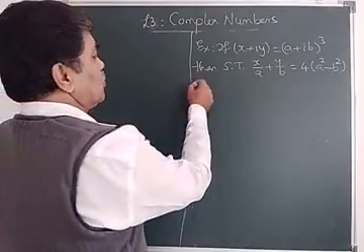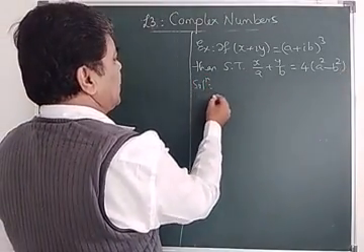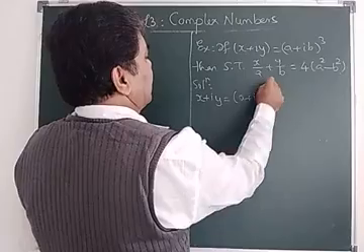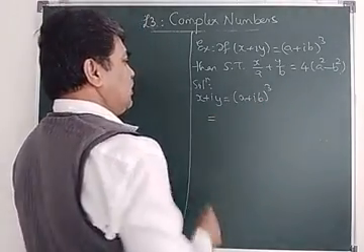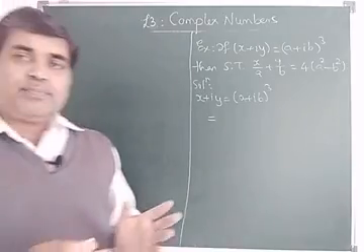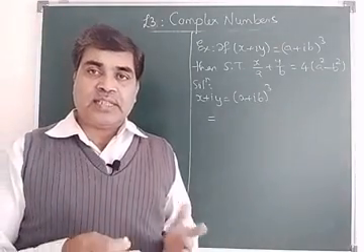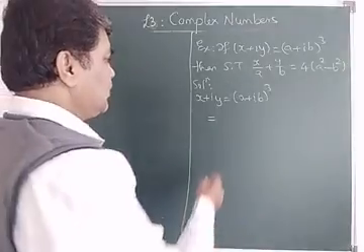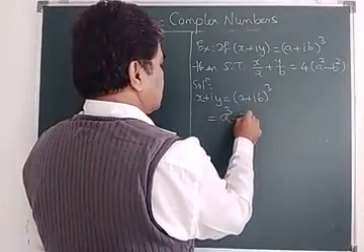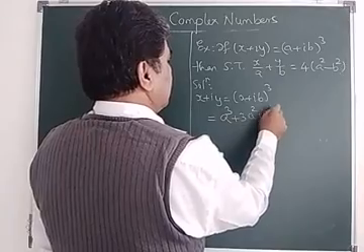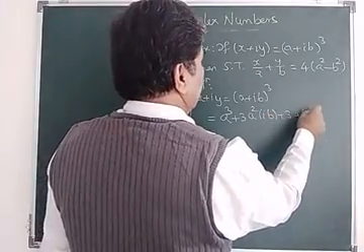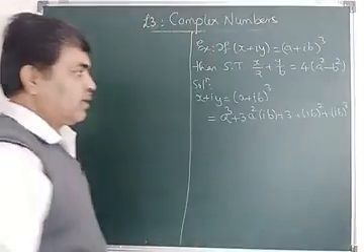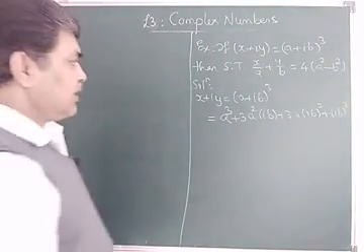Solution: x plus iy is equal to what is given, (a plus ib) whole cube. We know that (a plus b) whole cube is a cube plus 3a square b plus 3ab square plus b cube. That formula we have studied. So by using that, this is nothing but a cube plus 3 times a square ib plus 3 into a ib square plus (ib) whole cube. Expanding it.